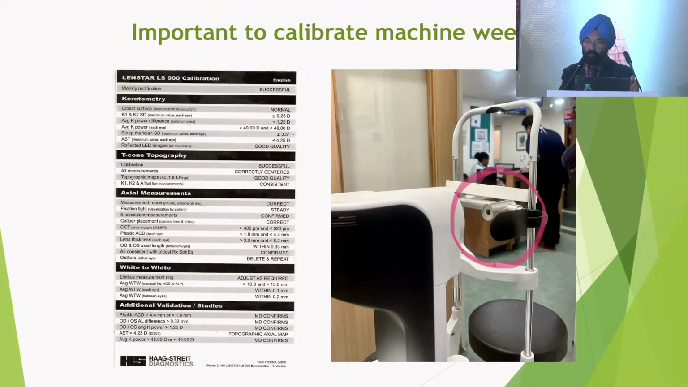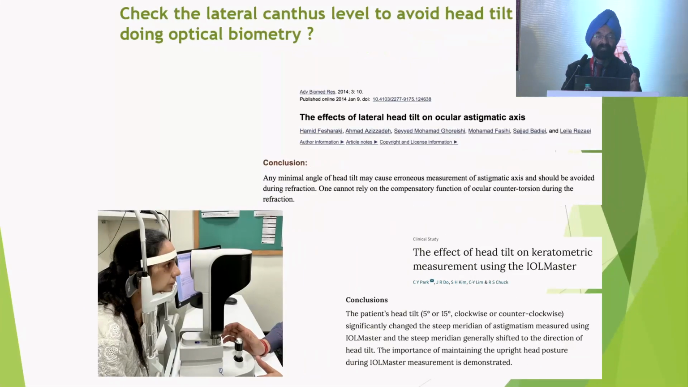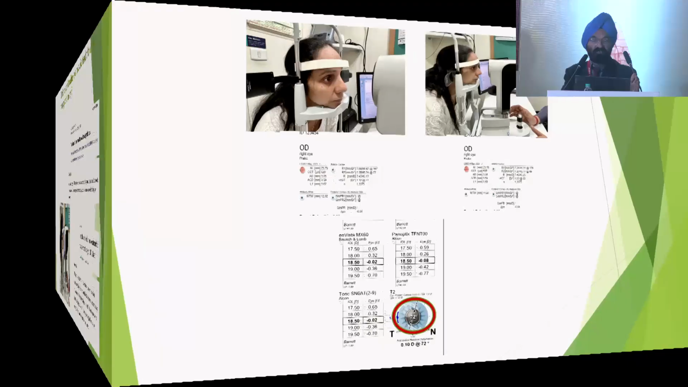So it is important to calibrate your machines weekly, because if you don't calibrate, you may land up with some errors. Then check the level, because if there is slight tilt of the head during optical biometry, this can lead to changes in the steep meridian axis measured using the optical biometer. And the steep meridian, it was found, generally shifted to the direction of the head tilt.